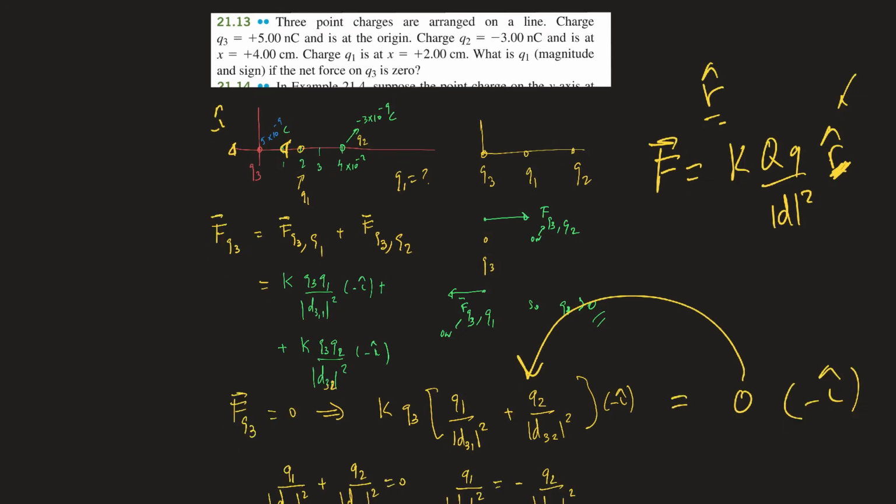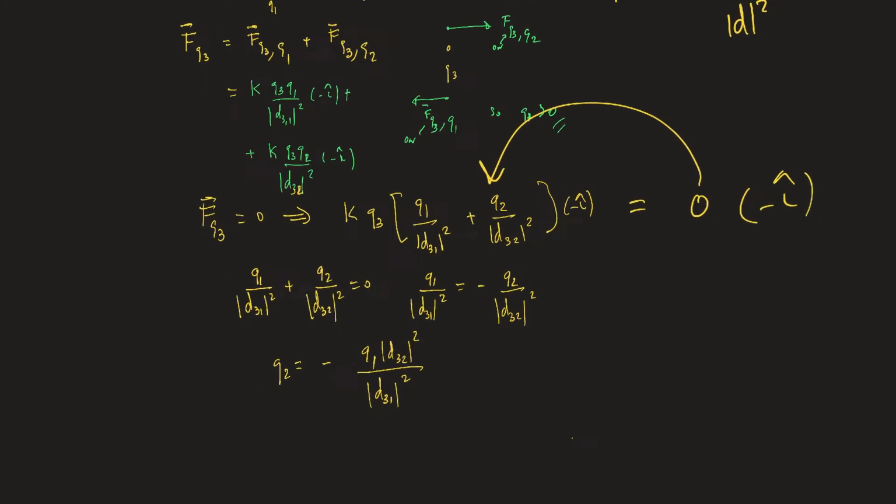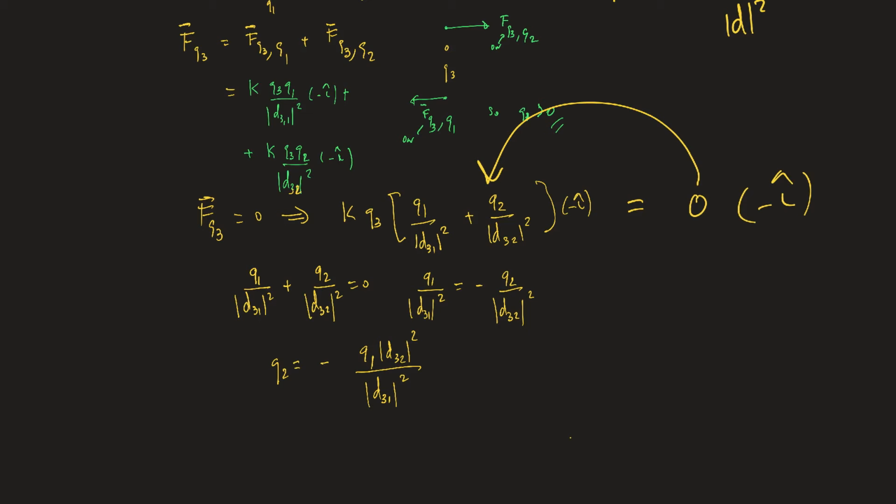So Q1 divided by D31 squared plus Q2 divided by D32 squared should be 0. So Q1 divided by D31 squared should be minus Q2 divided by D32 squared. This means that Q2 should have the opposite sign of Q1. So Q2 is already calculated.